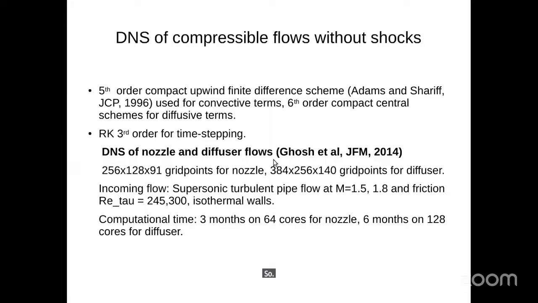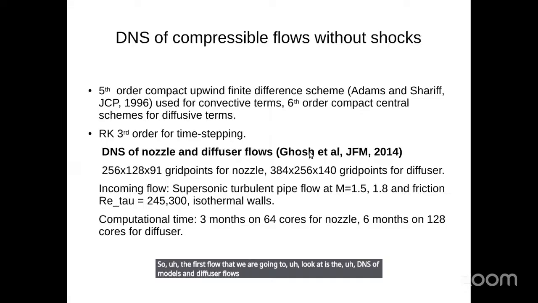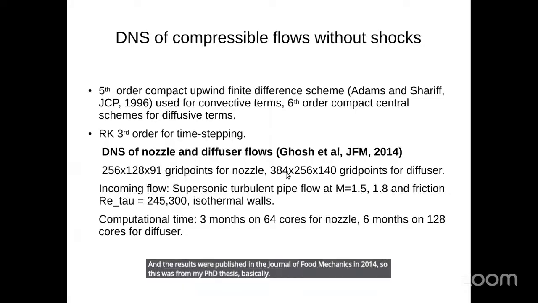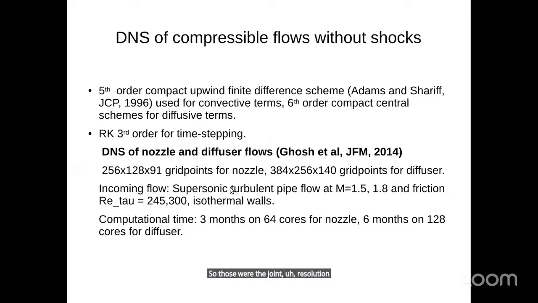So the first flow that we are going to look at is the DNS of nozzle and diffuser flows, which I did for the first time, and the results were published in Journal of Fluid Mechanics in 2014. So this was from my PhD thesis, basically. These are the grid resolutions which are given, and we have an incoming pipe flow which is turbulent at Mach 1.5 and 1.8, and these friction Reynolds numbers and isothermal walls. At that time, we used 64 cores for simulating the nozzle and 128 cores for the diffuser, and these took a lot of time for computing.